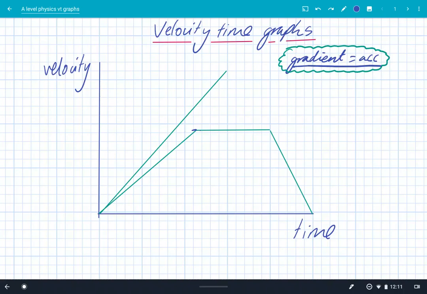Hey, what's up? We're going to look at velocity time graphs, and it's easy to confuse these with distance time graphs, so we're going to be really careful that you look at the axes and you just think about what you're doing. The secret to velocity time graphs is realizing that the gradient is the acceleration.